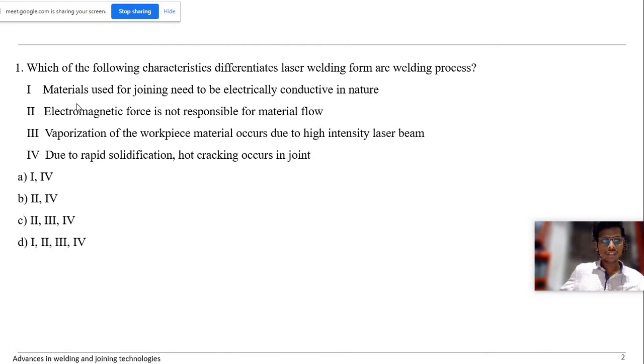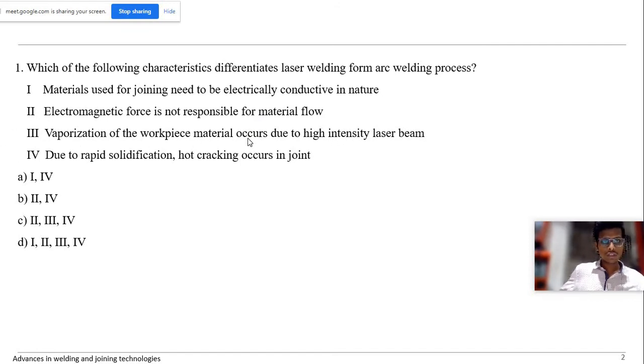The next option is that electromagnetic force is not responsible for material flow. Electromagnetic force, in the sense that there is no flow of electrons here, so there won't be such kind of electromagnetic forces. Anyway, I will explain the electromagnetic forces in coming questions. So electromagnetic force is not responsible for material flow. So this is correct only.